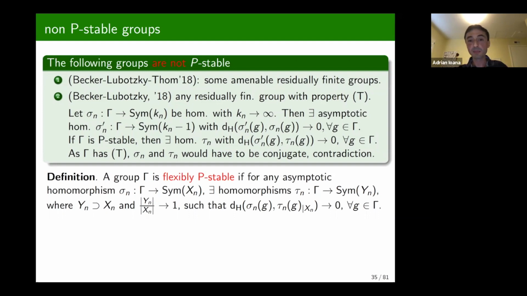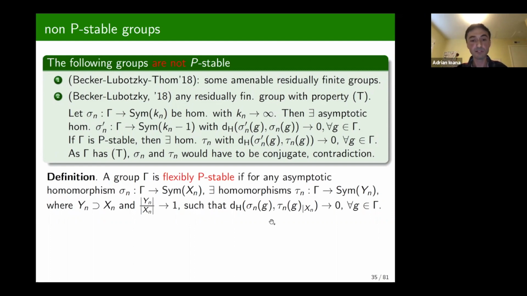So a group is flexibly p-stable if for any asymptotic homomorphism of the group to symmetric groups of sets X_n, there are homomorphisms to larger sets Y_n, such that the cardinality of Y_n over that of X_n goes to 1. And so the set Y_n is just slightly larger than X_n. And your asymptotic homomorphism sigma_n is close to tau_n after you restrict tau_n to X_n.